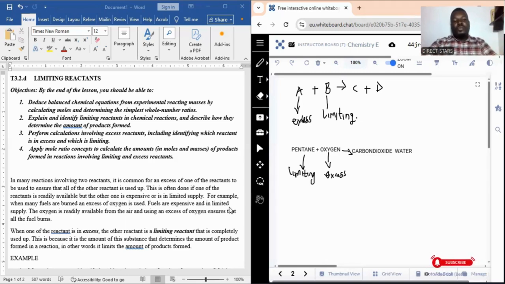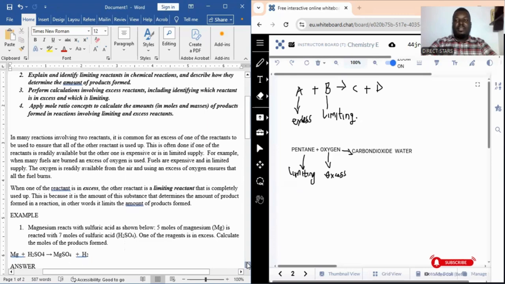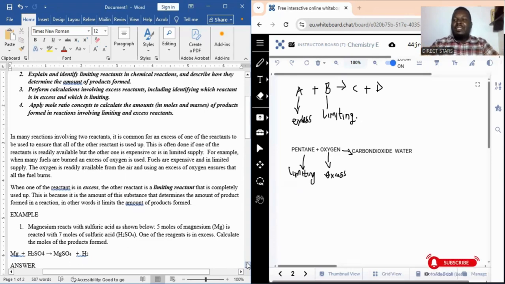So when one of the reactants is in excess, of course, the other will be the limiting reactant that is completely used up. Another way you can identify the limiting reactant is that whenever the limiting reactant is used up, the reaction stops completely. I gave an example of your gas stove. Once the gas is used up, the flame goes off. When you don't have gas supply, no flame. And when you're driving your car and you run out of fuel, the car stops.